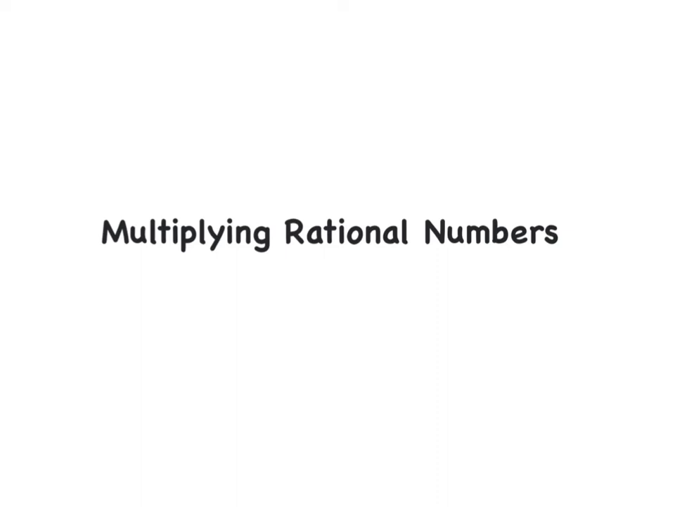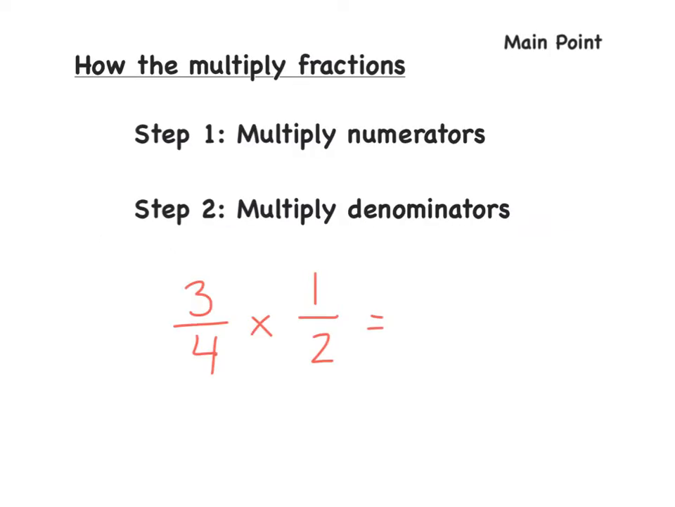Today's lesson will be multiplying rational numbers, but mainly we're going to be multiplying fractions. So, how do we multiply fractions? Two easy steps. Number 1, multiply the numerators. Step 2, multiply the denominators. That easy. This is a main point which needs to be written down.